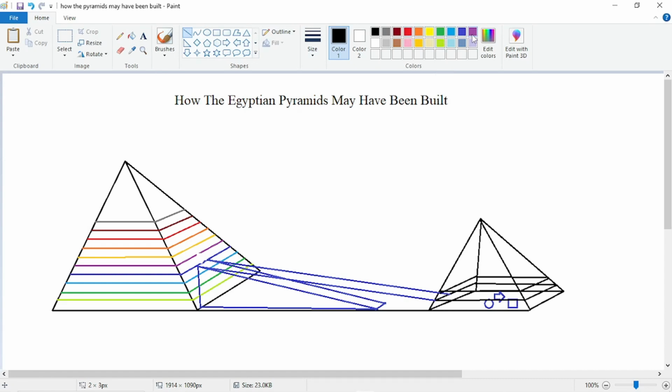So let's use purple. So they move up. Alright, so they move up here, and they've got to build the ramp up higher again. Alright, so it goes up to here. Alright, so it goes up to there. So a new ramp even higher.